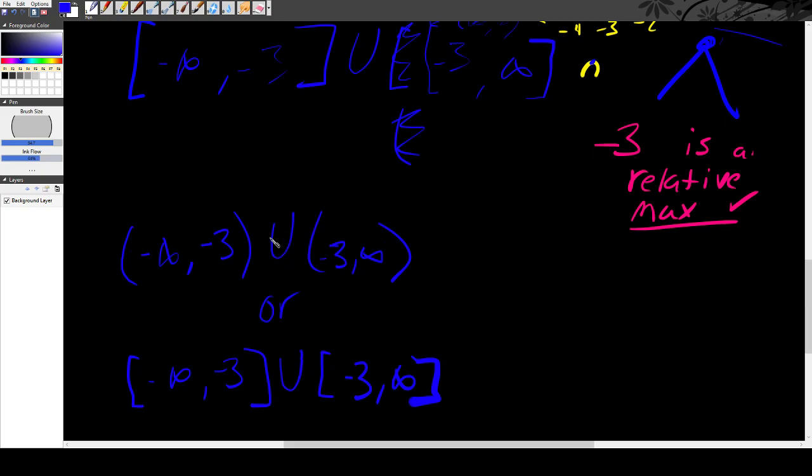Just so you know, this U right here is a probability thing for the most part. It just signifies "and." You mostly see it in statistics, but it's right to use it here. So these are the two answers for this problem.